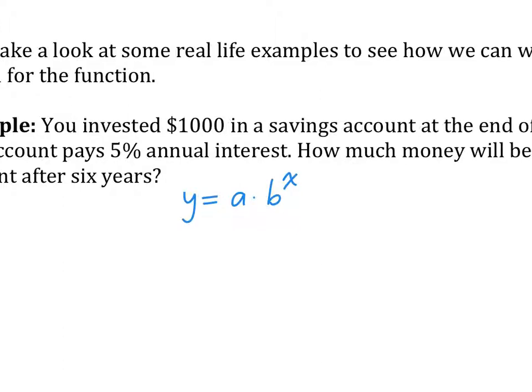You invest $1,000 in the savings account. So what I want you to do is talk to your partner. Is $1,000 a, b, or x? All right, let us vote. How many people think it's A? How many people think it's B? How many people think it's X? Okay, well, let's look at $1,000. You invested $1,000 in the savings account. So $1,000 is how much you start with, which is the initial value. So A is 1,000.